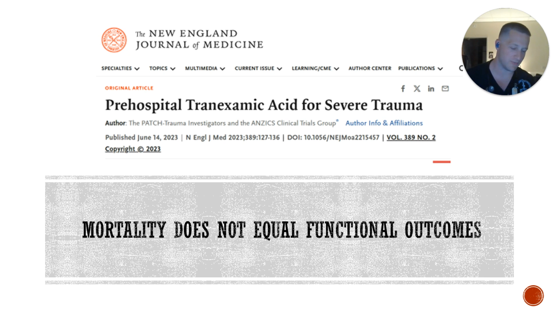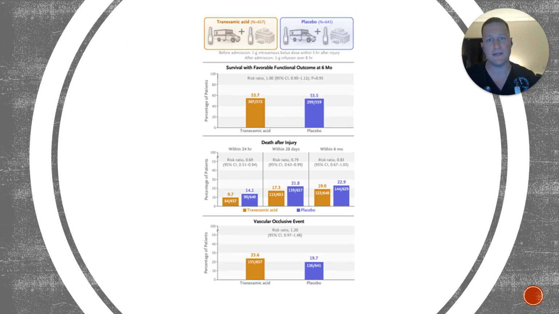And so it raises these interesting ethical dilemmas of, should you save people that are super disabled? And there's no answer for that. I think you should. I think you should give TXA. But the paper has some interesting graphics here.